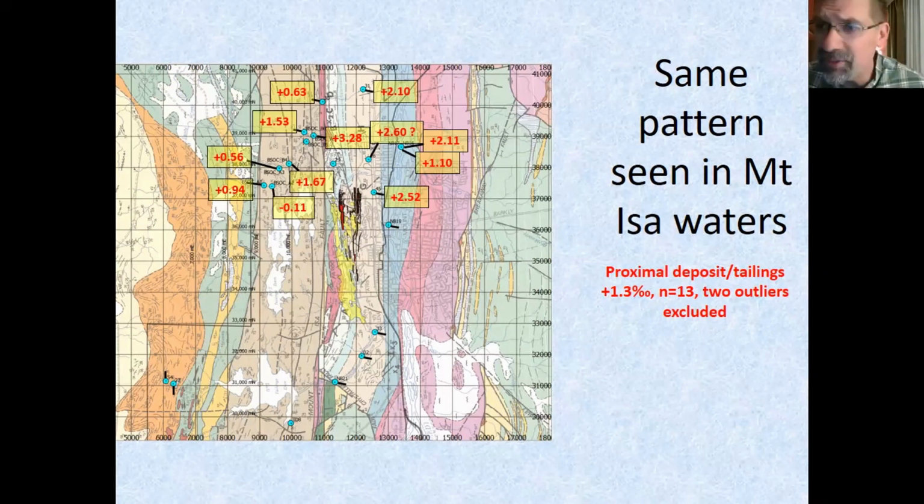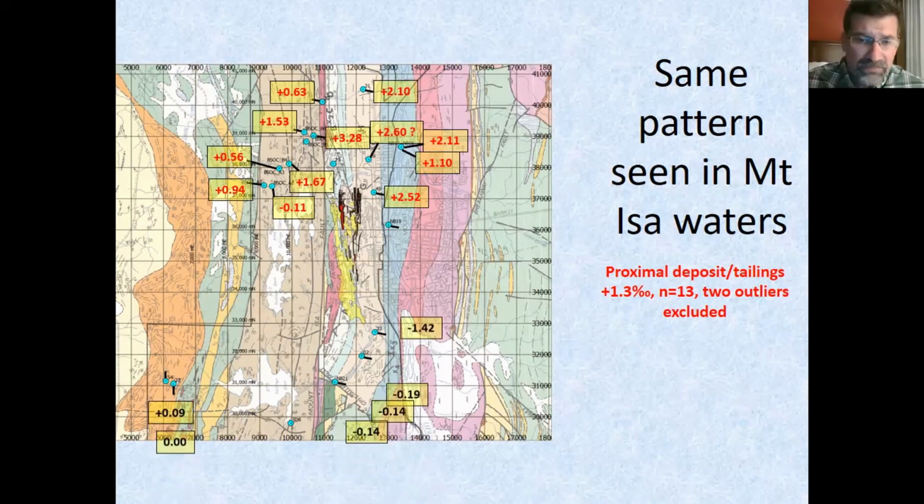We did the same experiment where we looked close to the deposit. What I have here are values that are relatively close to the deposit, also close to where tailings are, and you can see that there are relatively high values. There are two outliers that we didn't plot here. We're still working with the data.